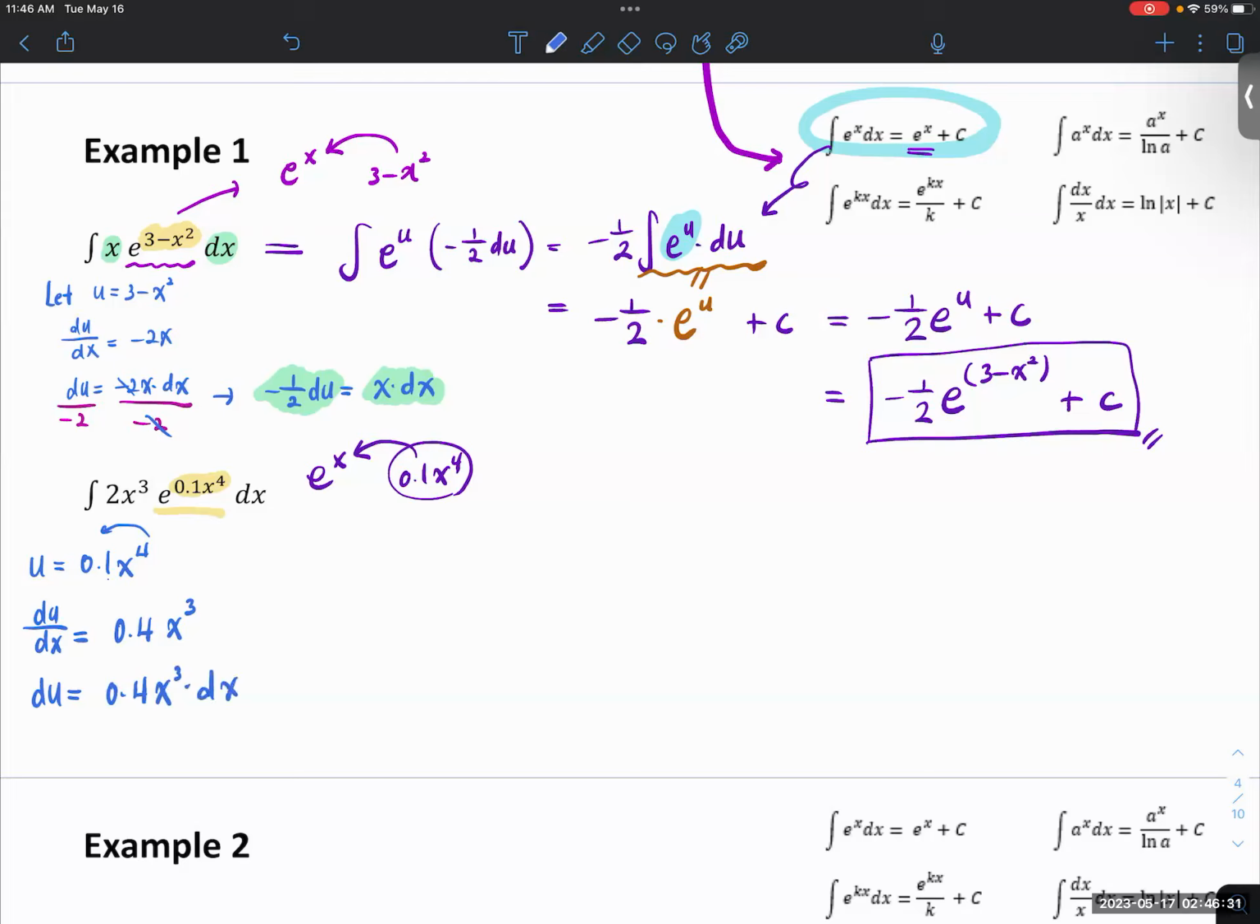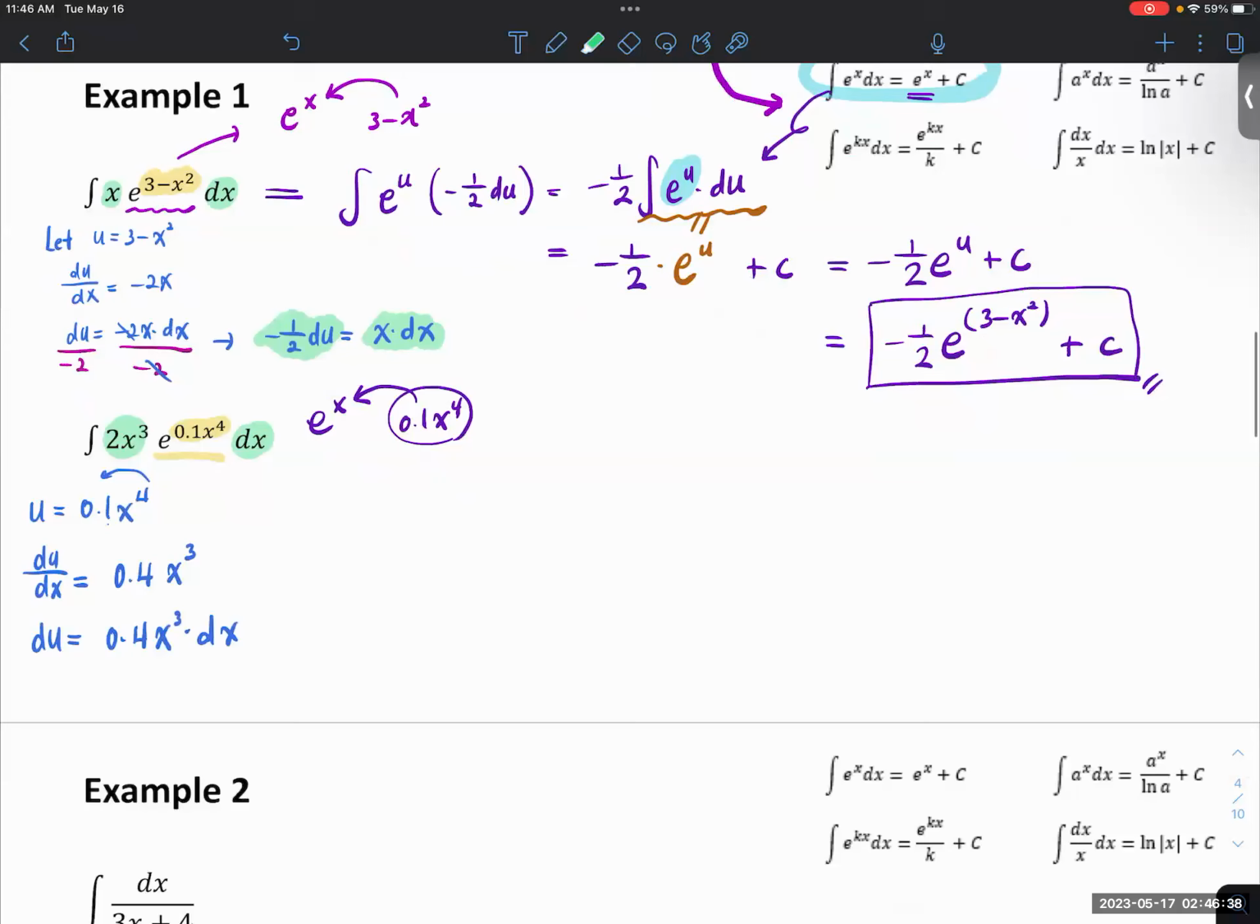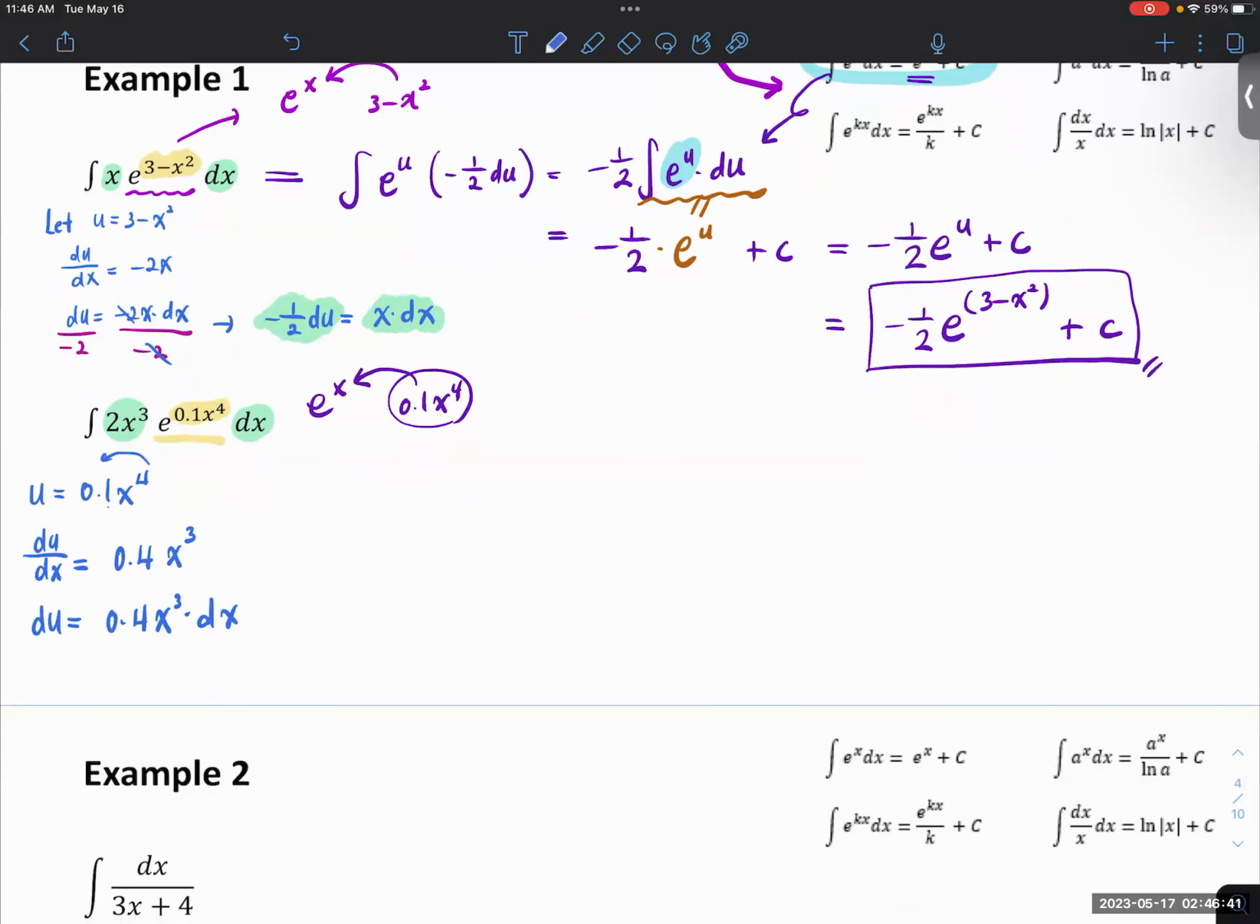Okay, sounds good. But I want to find out what the 2x to the third times the dx is in terms of the u variable, isn't it? So let me change 0.4. This is 4/10, which means 2/5. So let me change that decimal to the fraction. So du, that is the same as 2/5 x to the third dx. Okay. It's getting close. It should be 2x to the third dx. How do I convert 2/5 to the 2?